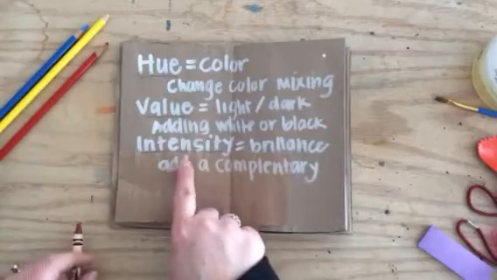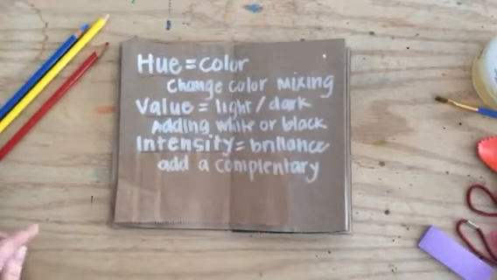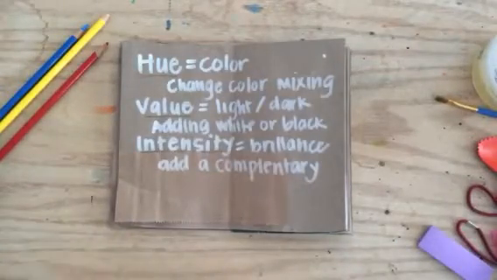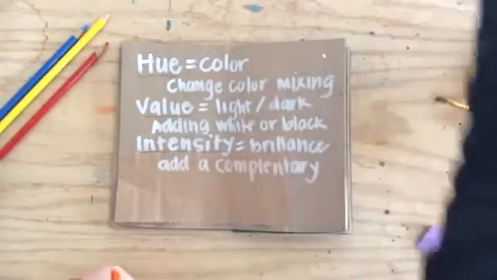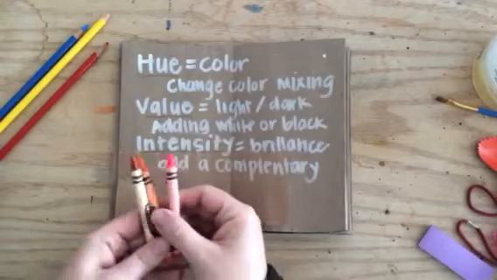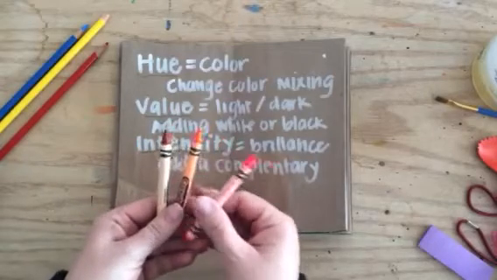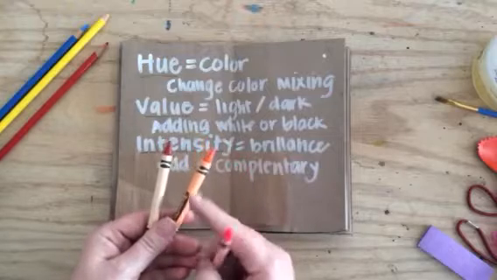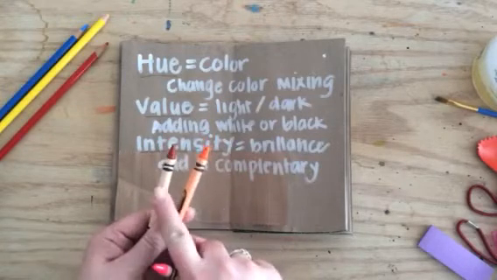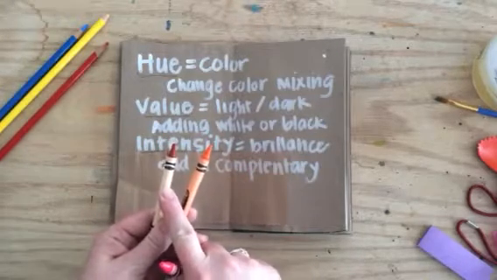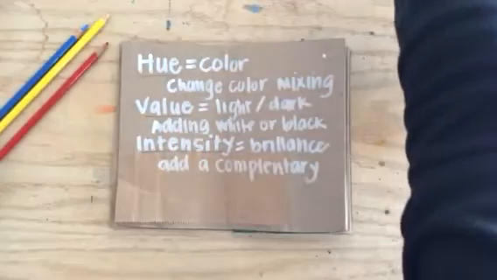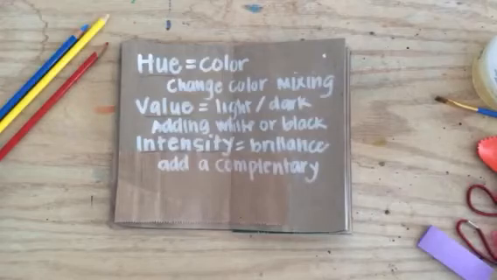The next and final component of color is something called intensity. And a color's intensity has to do with how brilliant or how dull it is. So if we look at three color crayons, this one is the most brilliant, this one is just sort of a normal intensity, and this one is dull. And we change a color's intensity by adding a complementary color. We will talk about intensity more next week.